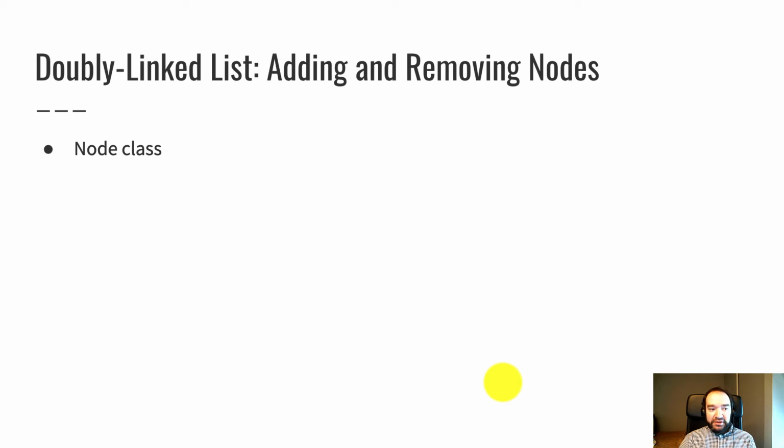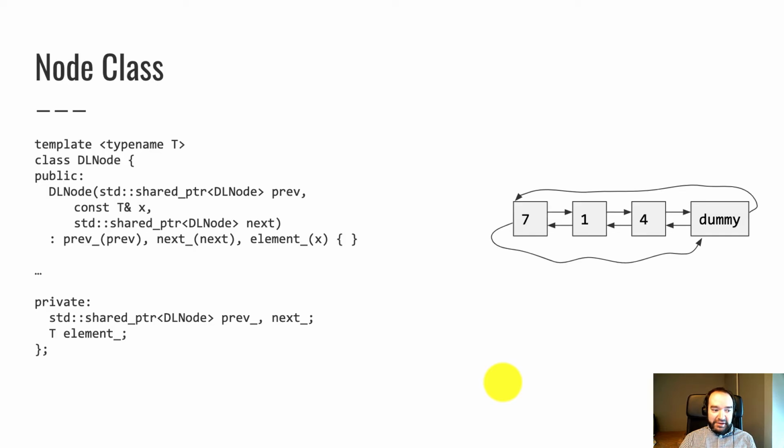So this video is going to describe a node class, concretely the data type that represents one node in the list, and an add node before operation that adds a new node before another node that's already in the list. Finally, a remove node operation that takes one node out of the list.